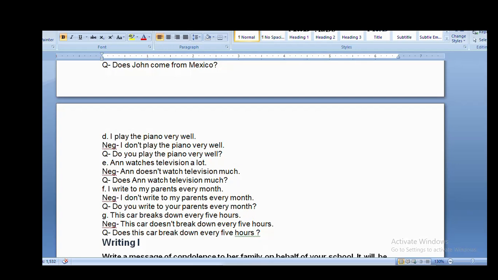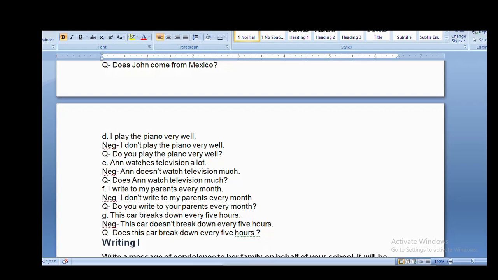And watches television a lot. Negative, and does not watch television much. A lot means more, much, yeah. And interrogative, doesn't watch television much. I write to my parents every month. Negative, I don't write to my parents every month. And interrogative, do you write to your parents every month?